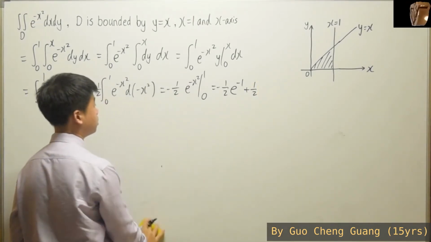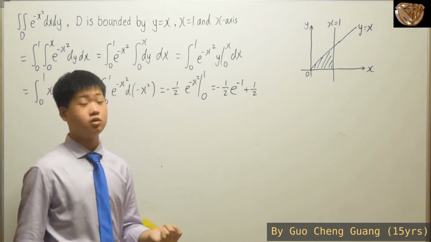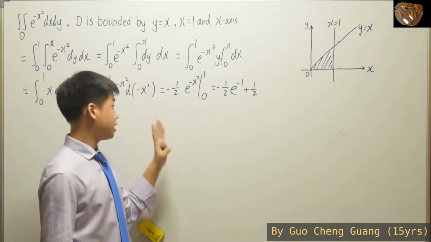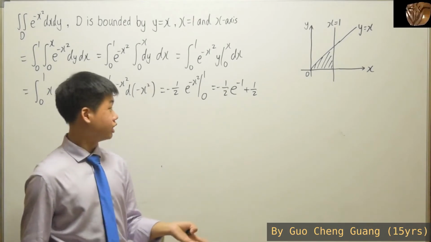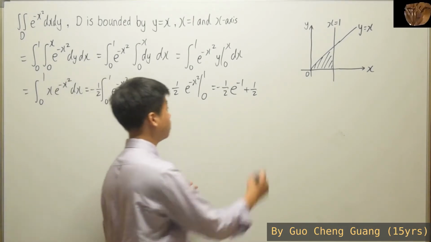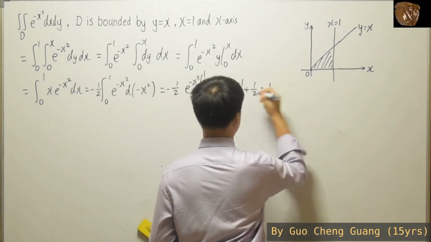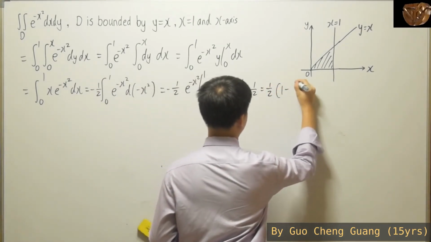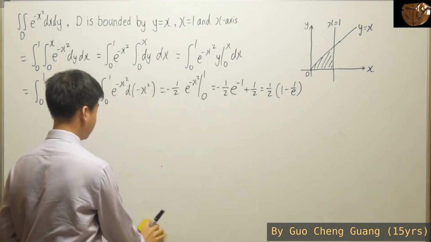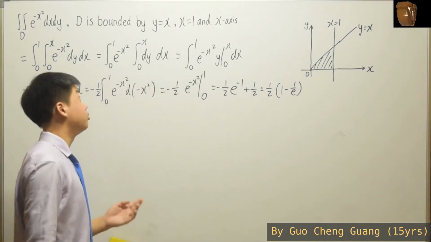Alright, so this is the answer that you will see. Of course, you can choose to factorize the half and leave it as half bracket 1 minus 1 over e. That depends on however you like to write your answer, whether it is just in this form or in a factorized form. Alright, so that will be the answer we have for this example.